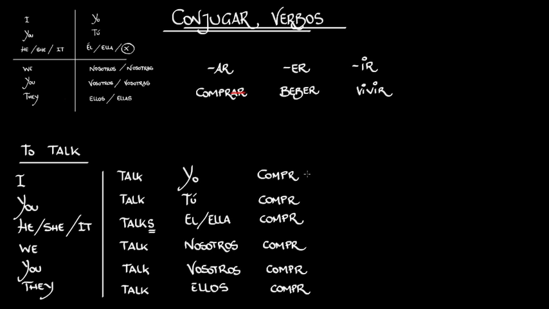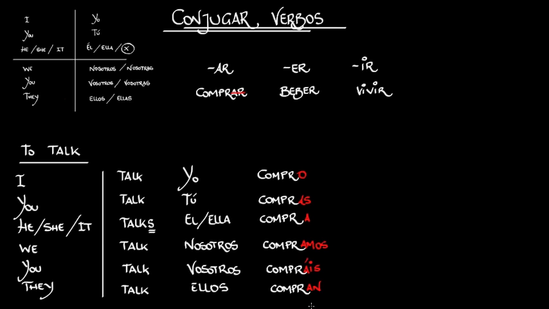And now what we are going to do is add the endings corresponding to each personal pronoun, basically the equivalent to the S in English for the he, she, or it personal pronoun. For yo, an AR verb would be compro. Tú would be compras, AS. Él o ella would be compra. Nosotros would be compramos. For vosotros, it would be compráis. And for ellos, it would be compran.